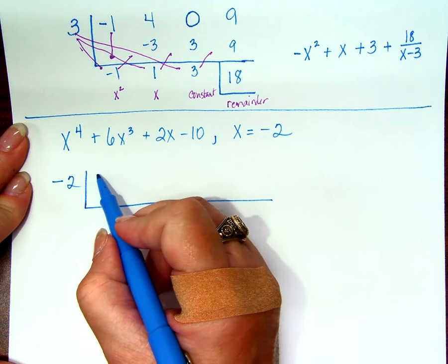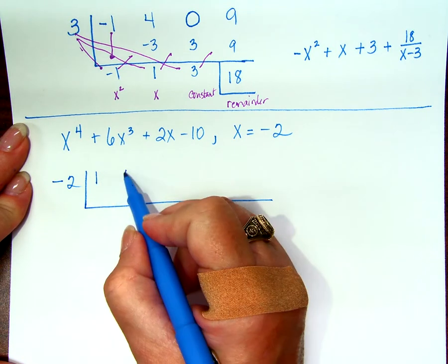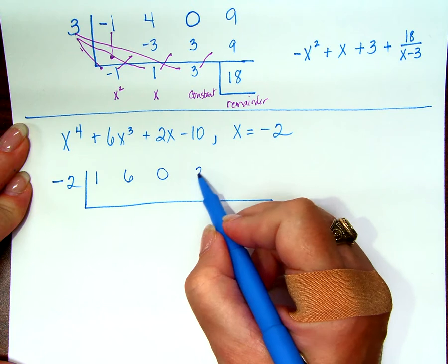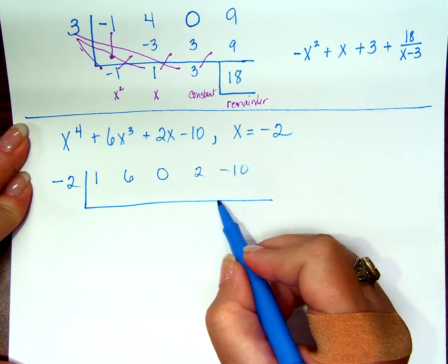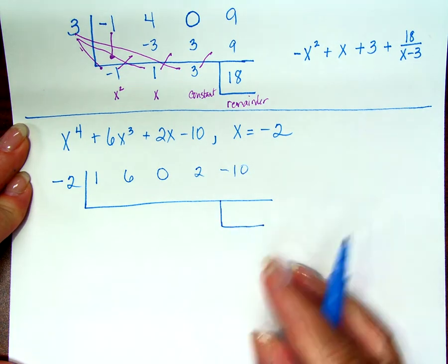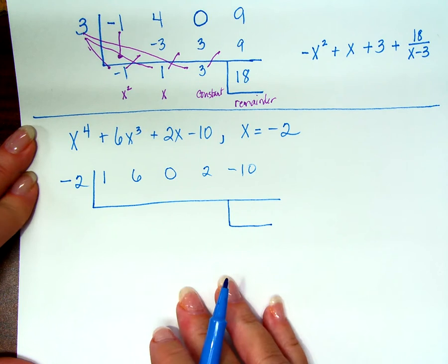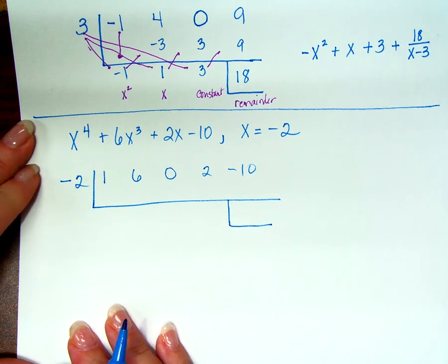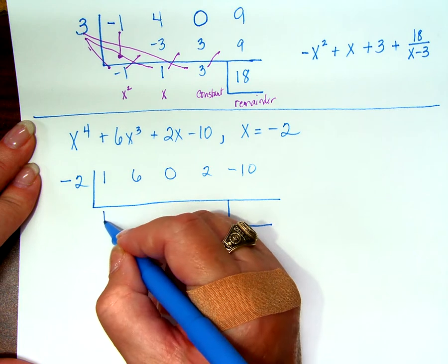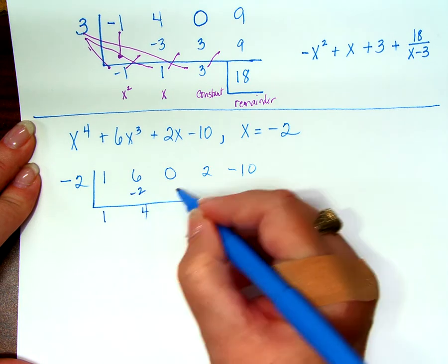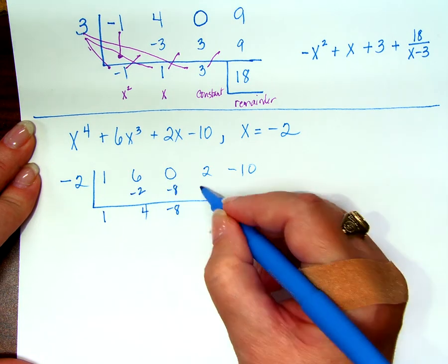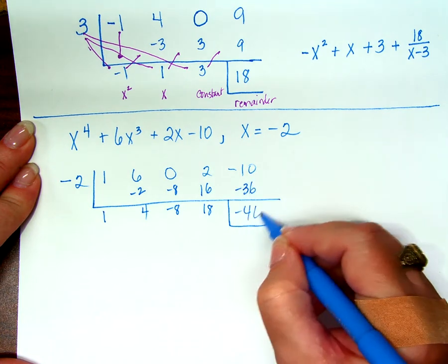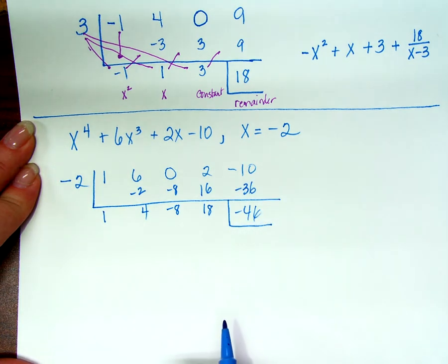What goes on the inside? 0, 2, negative 10. What was not there that we had to provide a space for? X squared. Okay? How fast can we go? 1, negative 2, 4, negative 8, negative 8, 16, 18, negative 36, negative 46. Can we go that fast?